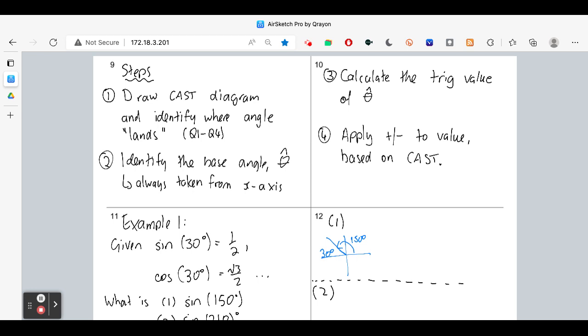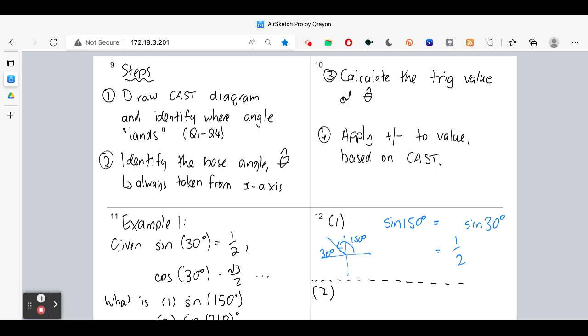Then I would go sine of 150 degrees is equal to, I leave a little space and I write the sine of theta hat, which is 30 degrees. And then I look at my cast diagram and go, CAST, sine is positive here, so I don't need to add a sign to the start here. So sine of 150 is equal to the sine of 30, which is equal to 1/2. Done. Easy as that.